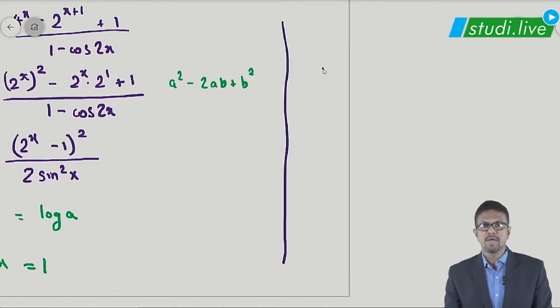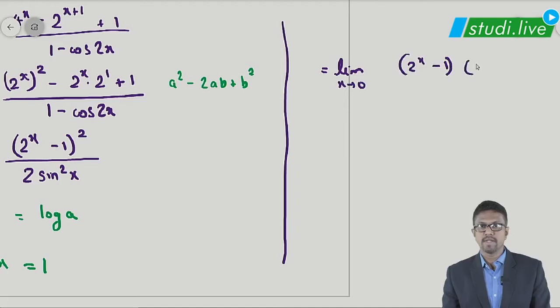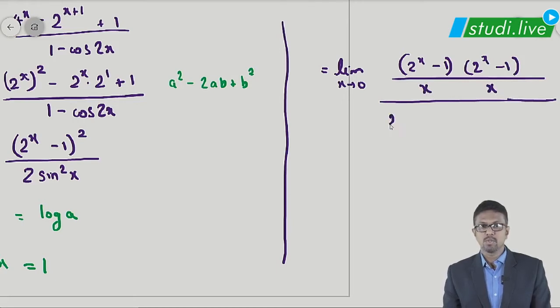So in the next step, I will say this is limit when x tends to 0. Okay. So I have 2 raised to x minus 1 the whole square. Instead of writing it as a whole square, I will write it as 2 raised to x minus 1 into 2 raised to x minus 1, and I am dividing the numerator by x square and also the denominator by x square. So this is sin x into sin x, and they both are also divided by x and x over here. So I have divided the numerator and denominator by x square.